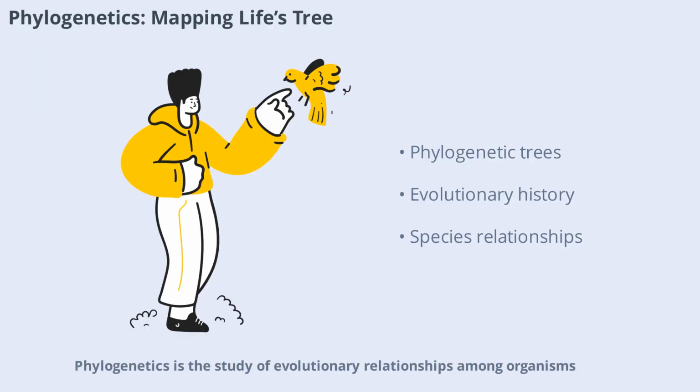Phylogenetics is the study of evolutionary relationships among organisms. By comparing genetic information, scientists build phylogenetic trees that illustrate how species are related. Interpreting these trees helps us understand the history of life and the processes that drive evolution.